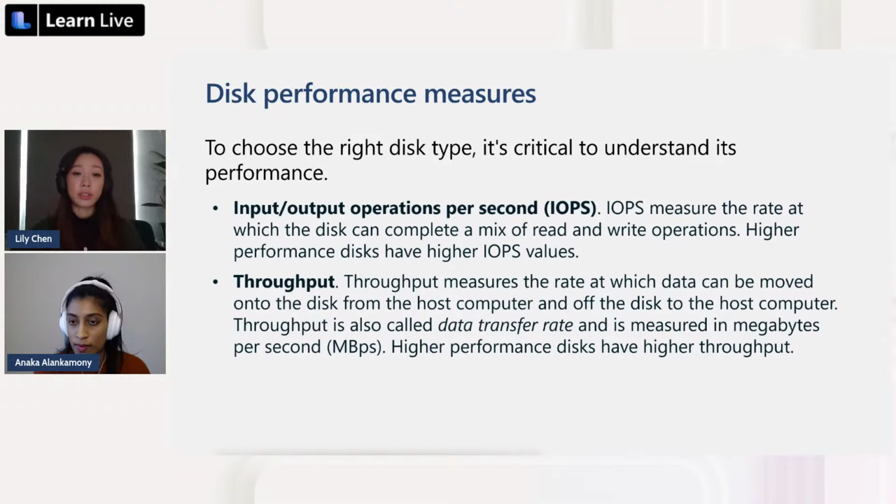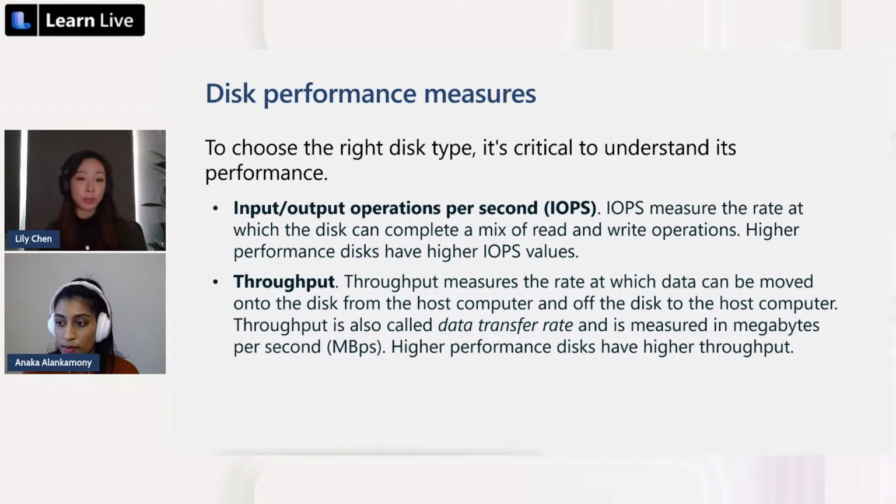To choose the right disk type, it's critical to understand performance. So performance is expressed in two key measures. The first is IOPS, also known as input-output operations per second. So IOPS measure the rate at which a disk can complete a mix of read and write operations. The higher performance disks have much higher IOPS values.